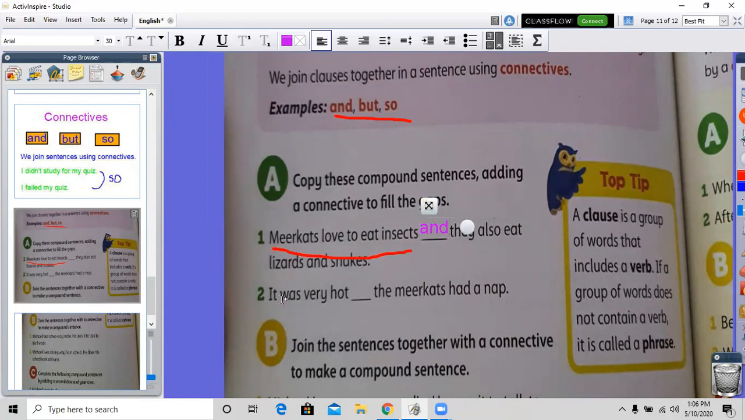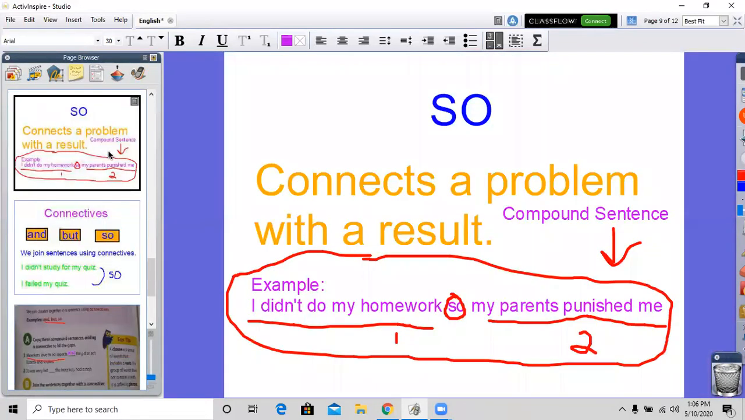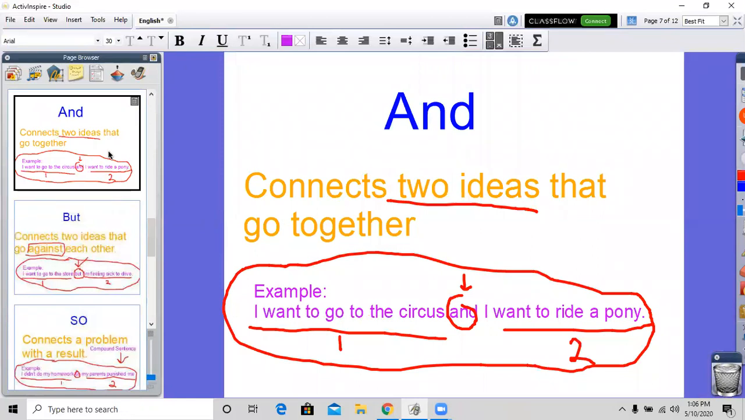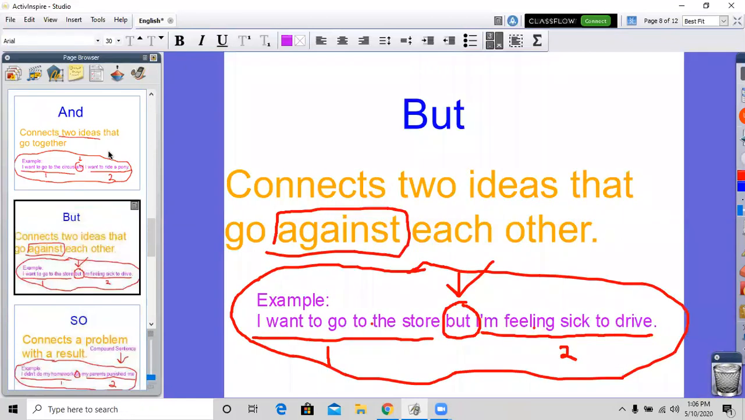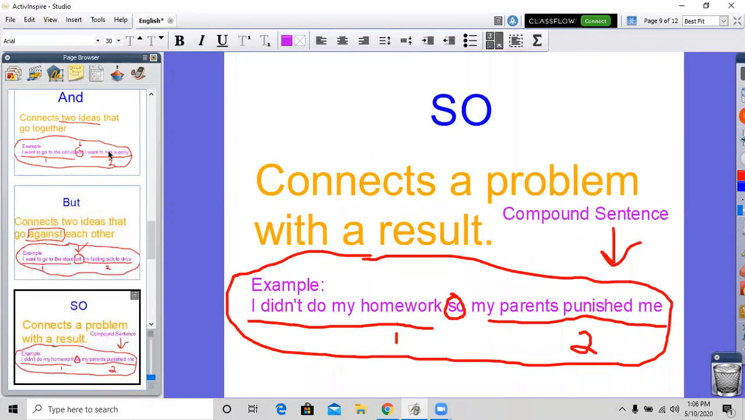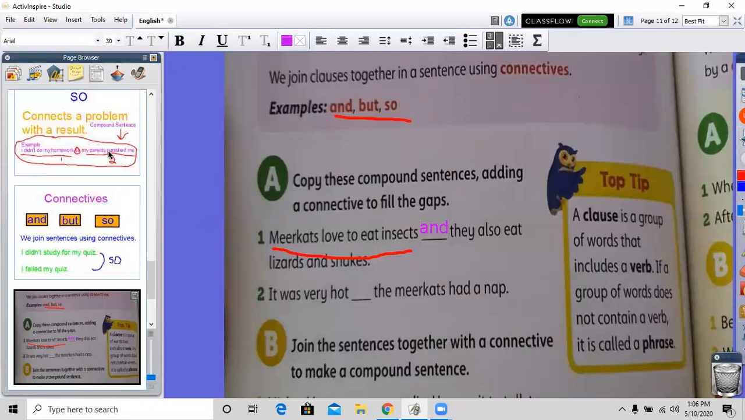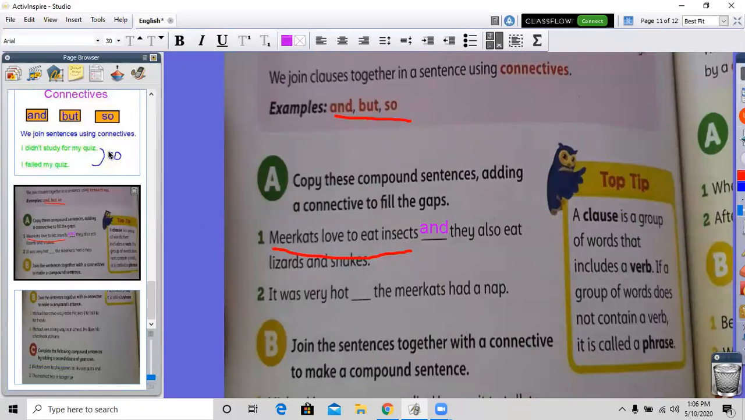Look at question 2. It was very hot. The meerkats had a nap. Ooh, that's tricky. So it was very hot, that's a simple sentence. The meerkats had a nap, this is our second simple sentence. Which connective should I use? Are they two ideas that go together? No. Are they two ideas that go against each other? Or something happened, so this was the result, so we use so? Think about it. Is it and, but, or so?